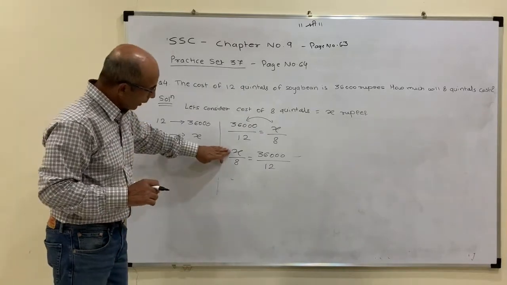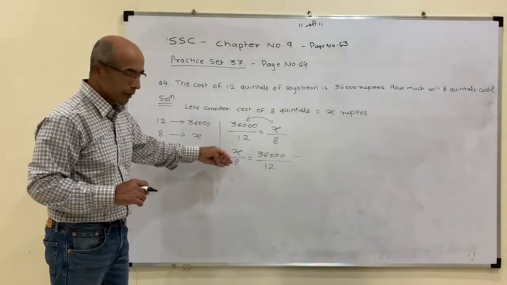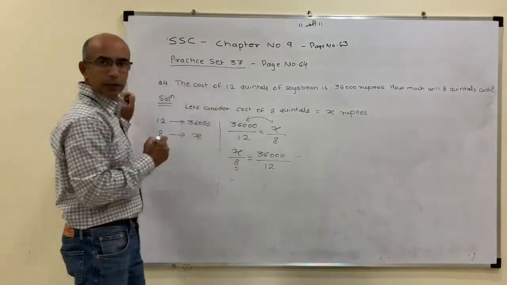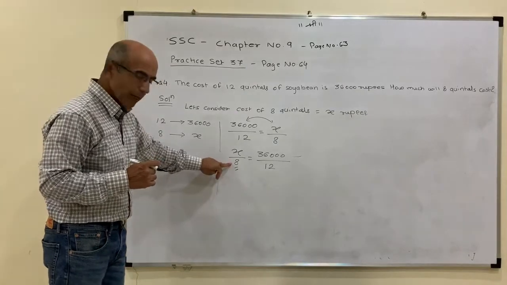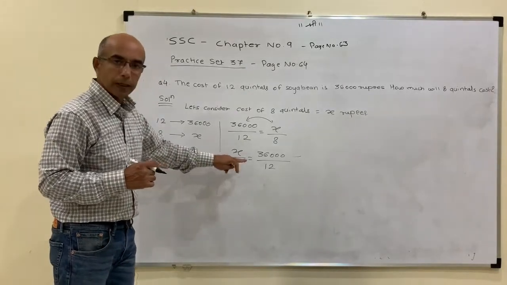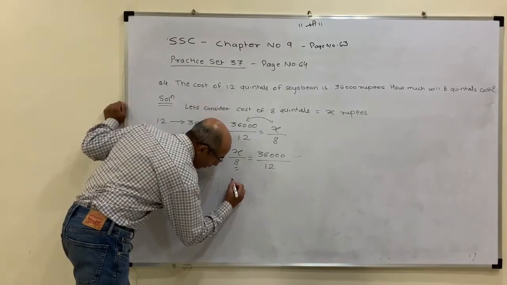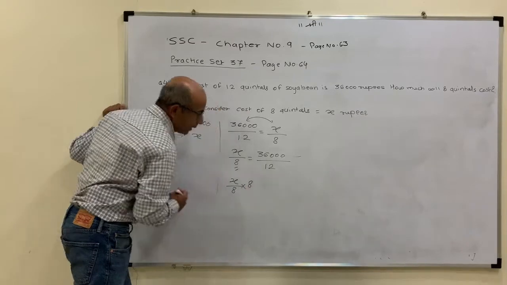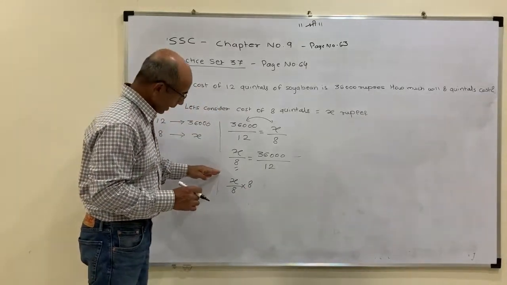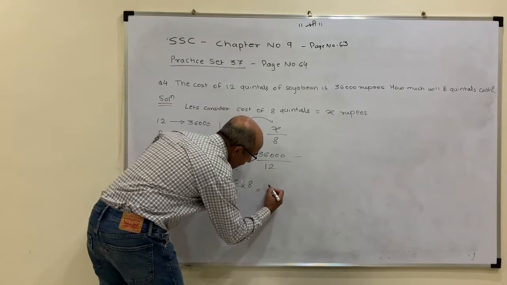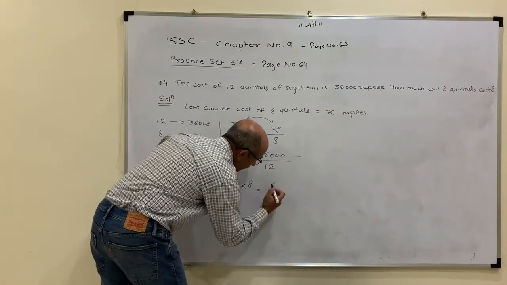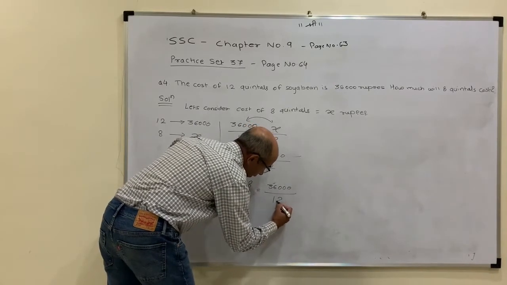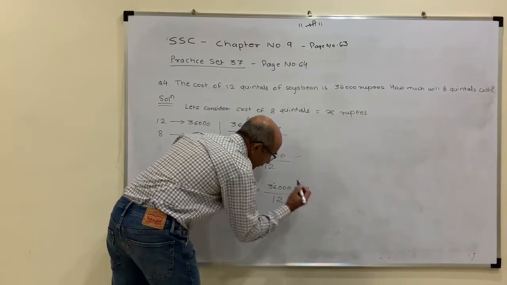Now to find the value of x, I need to isolate x. Here x is divided by 8, so I need to get rid of this 8 which is dividing. I need to multiply on the left hand side. So my next step will be x divided by 8 times 8. Since I am multiplying on the left hand side, I need to do the same operation on the right hand side: 36,000 divided by 12 into 8.